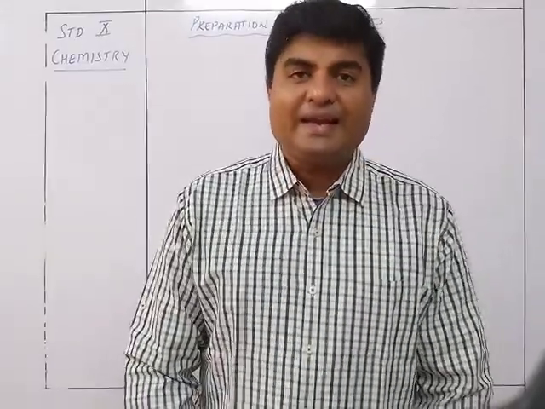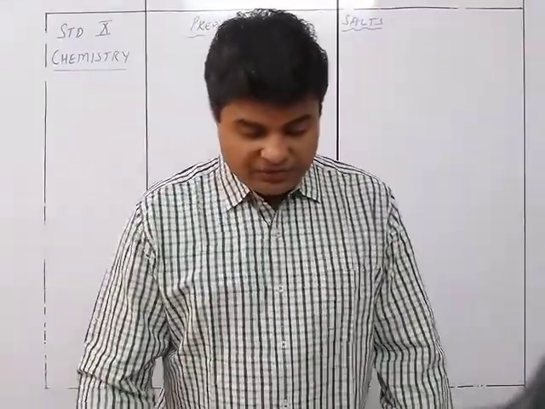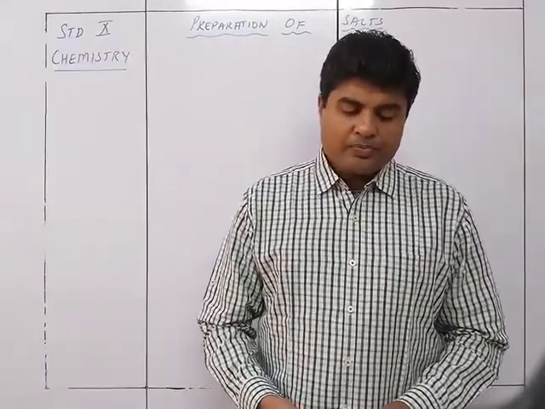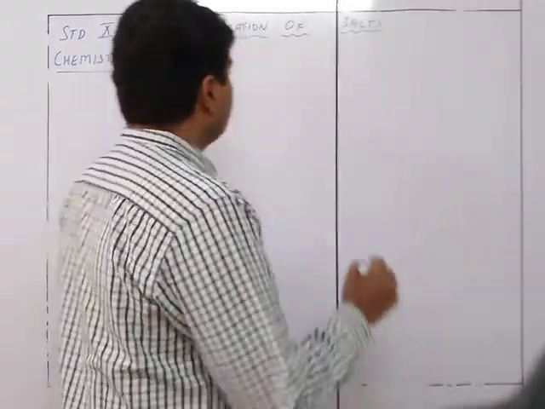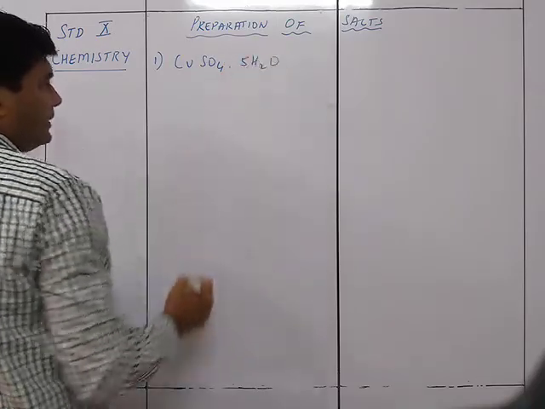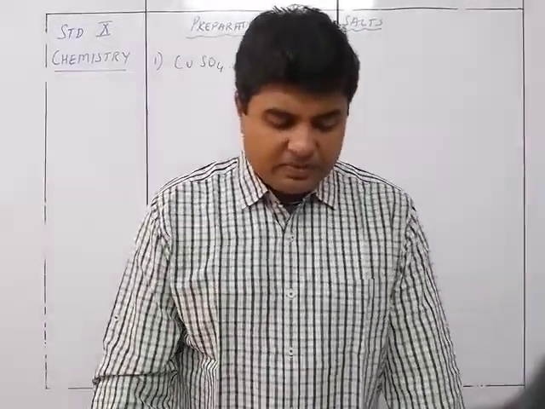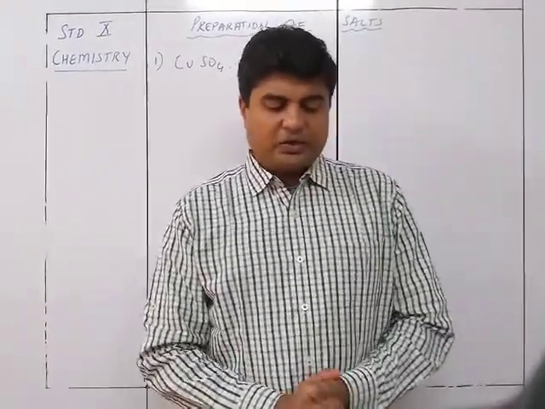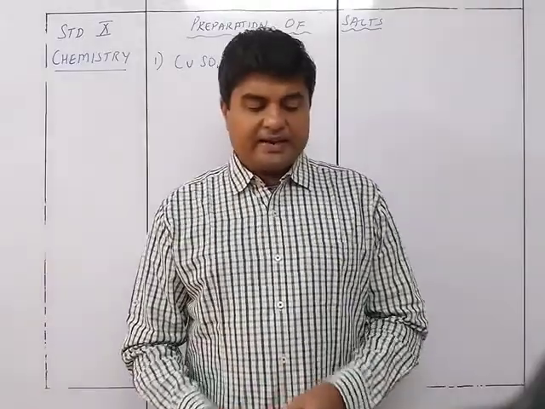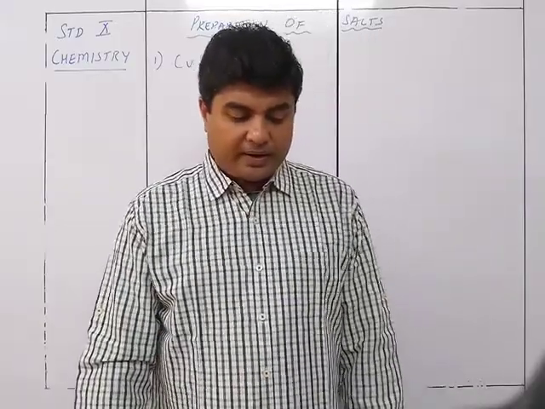Now we will see in detail the methods of preparation of some specific salts. So the first method of preparation for some specific salt is for the preparation of copper sulfate, that is CuSO4.5H2O. So we see over here preparation of soluble salts that are soluble in water, that is CuSO4.5H2O, Na2SO4.10H2O, FeSO4.7H2O, ZnSO4.7H2O, FeCl3, prepared by neutralization, displacement and direct combination.